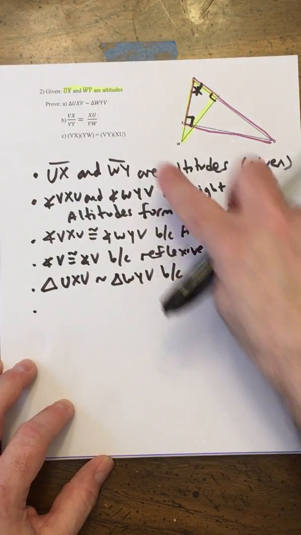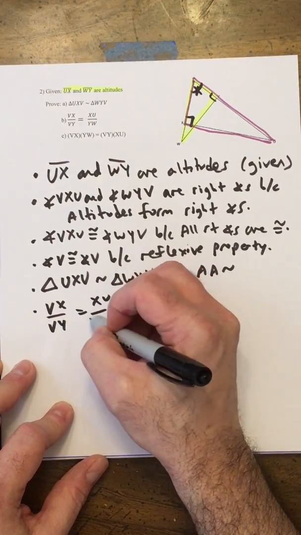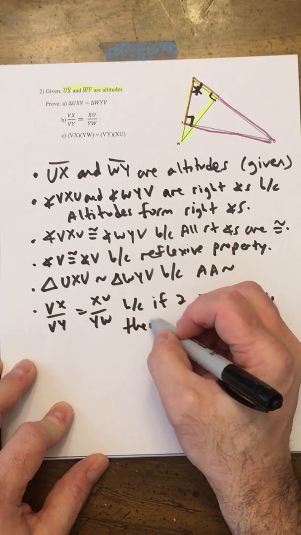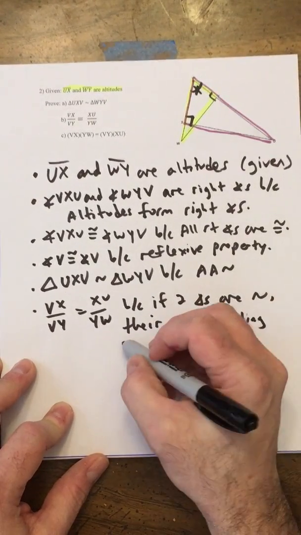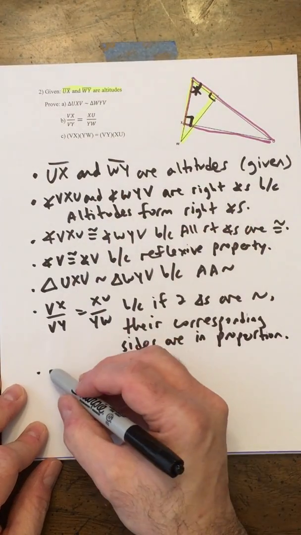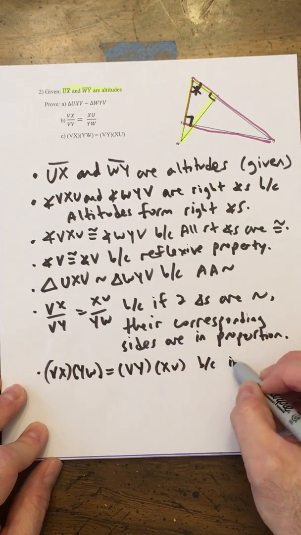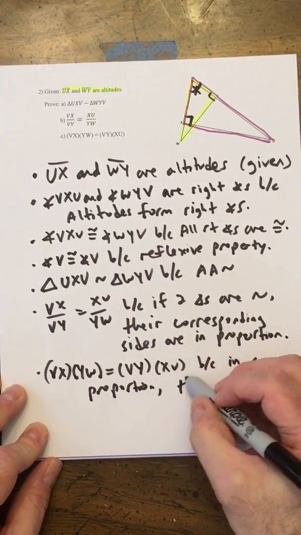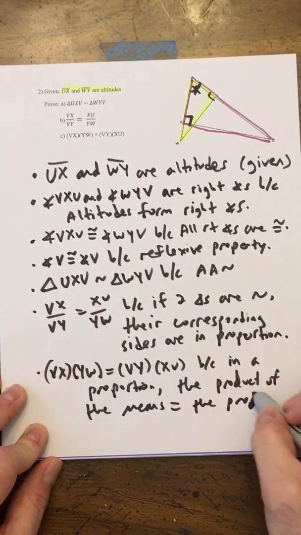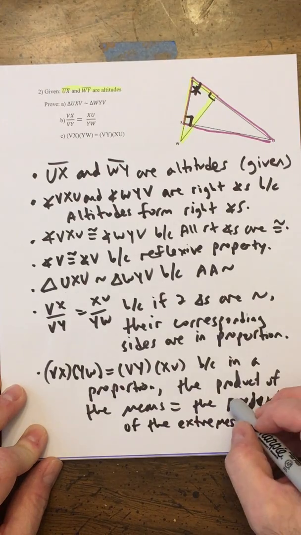And the following steps always follow the same pattern, same reasoning. It's just a matter of memorization. VX over VY equals XU over YW because if two triangles are similar, their corresponding sides are in proportion. Okay? And then we finish it up by saying VX times YW is equal to VY times XU because in a proportion, the product of the means equals the product of the extremes. Okay, guys? So that's not too bad. You're getting the hang of it, I hope.